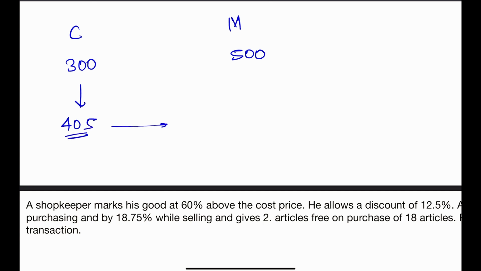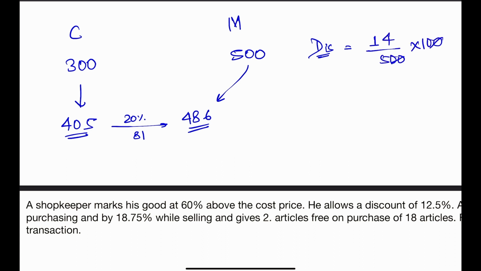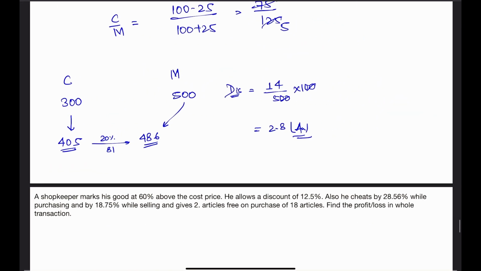Now he wants to earn 20% profit, so 20% profit will be 40.5 into 2, so it will be 81. So my selling price will be 486. Now on 486, how much discount should you give? So the discount should be 14 divided by the mark price 500, which is 14 divided by 5, so it will be 2.8%.